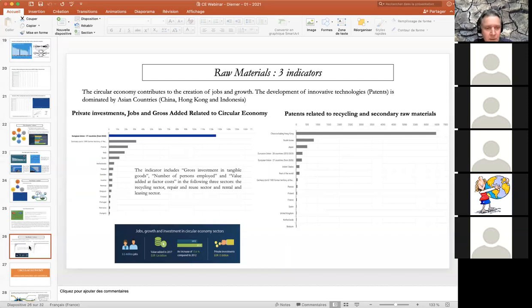And for the moment, the indicators that we use here are gross investment in tangible goods, number of persons employed, and value added at factor cost. So if you check, these are all high drivers for growth. I'm just coming back to my first question. If you try to measure security and your system is growing all the time, it's not possible. It's like taking a picture of something which is changing all the time. So we have to understand this. And if we understand this, we can understand circularity.